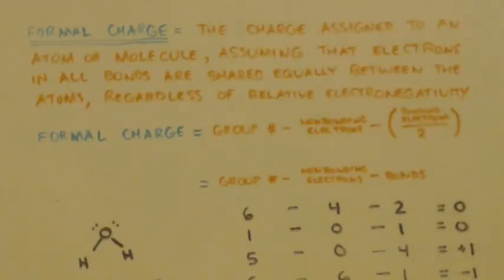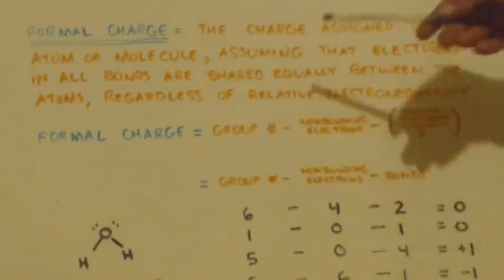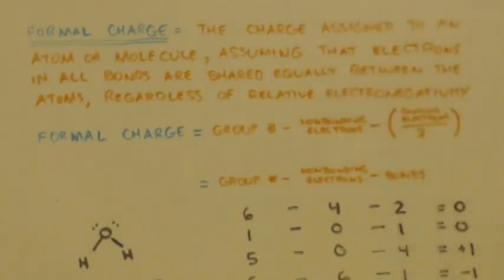First, let's define formal charge. It's the charge assigned to any atom or molecule, assuming that the electrons in all the bonds are shared equally between those two atoms, right? And regardless of relative electronegativity.